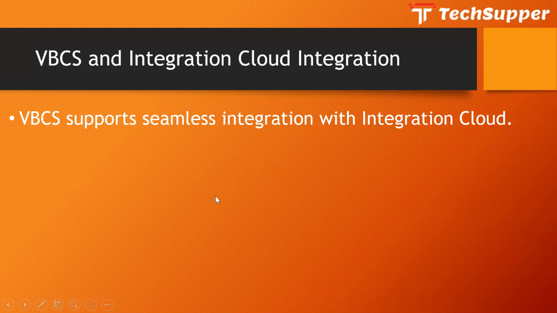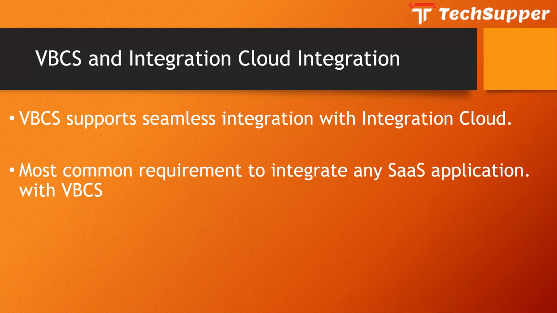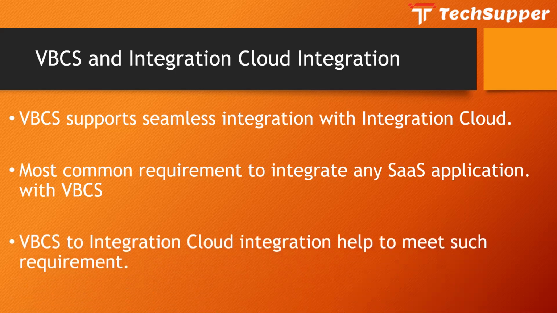So basically, VBCS supports seamless integration with the Integration Cloud with the help of service connection. This is a most common requirement to integrate any SaaS application with VBCS. For example, if we have one ERP application which I wanted to integrate with VBCS, we can do that with the help of Integration Cloud. We can create services in the Integration Cloud which will interact with the ERP, and then we can consume or integrate this service in the VBCS page. And this is how we can integrate VBCS and the SaaS application. So VBCS to Integration Cloud integration helps to meet such requirements.